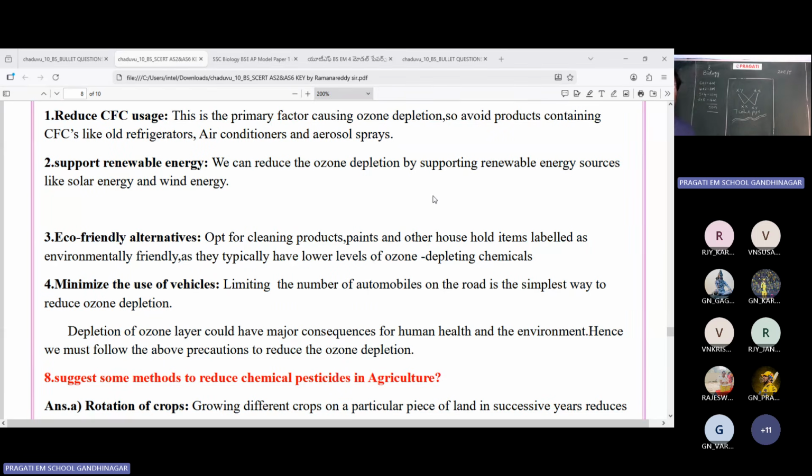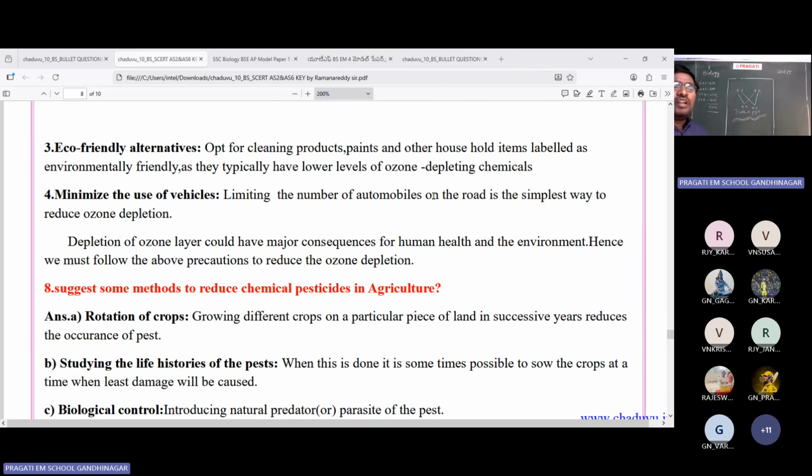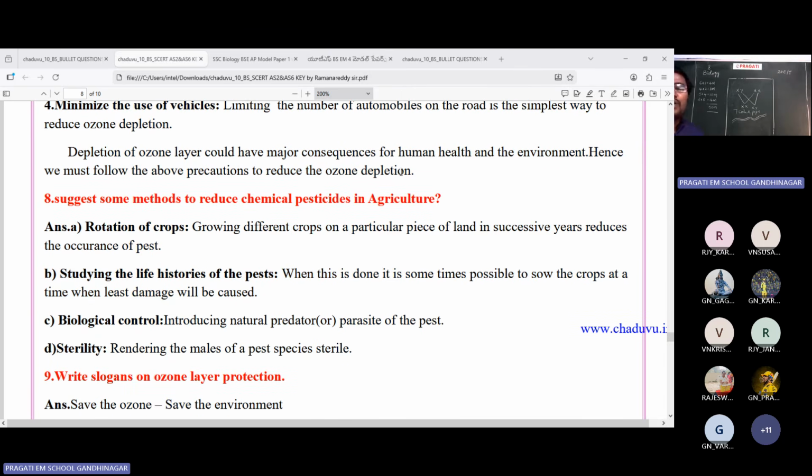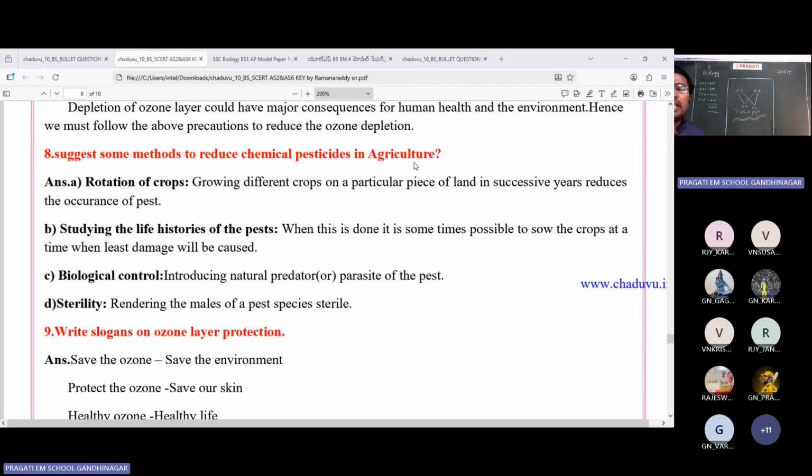And the second one is to support renewable energy. What is renewable energy, children? Like solar energy and wind energy. Those are natural energy resources. The next one, eco-friendly alternatives, you have to write. The fourth one is minimizing the use of vehicles. The depletion of the ozone layer could have major consequences for human health and the environment. Hence, we must follow the above precautions to reduce ozone depletion. Like that, you have to write this type of question.